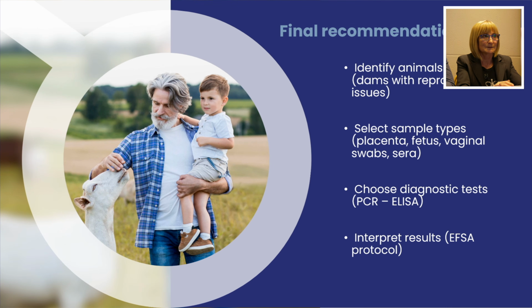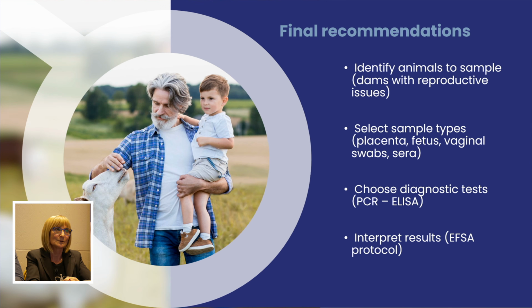For the final recommendation, we can recall again the 4 main points. The first point is to identify animals to be sampled, so animals with reproductive issues. Then select sample types: placenta, fetus, vaginal swabs, and sera as complementary test. We have to choose the diagnostic test, which can be a combination of direct PCR, real-time PCR, or quantitative PCR, and serology, generally represented by the ELISA test. And finally, to interpret results by EFSA protocols.